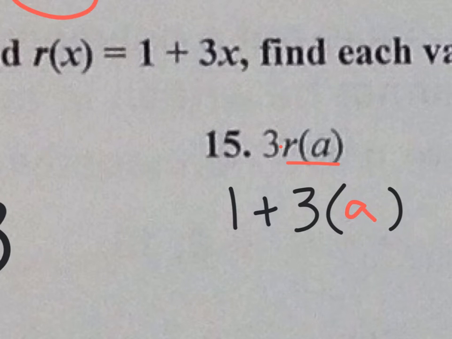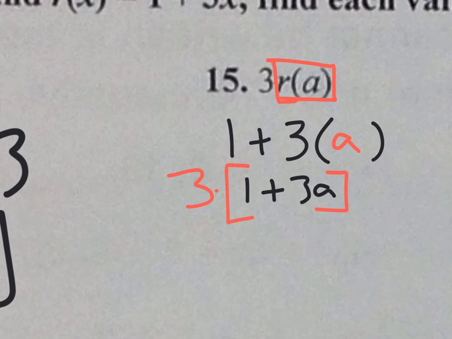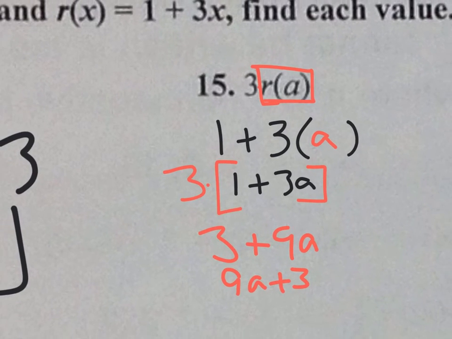Now, I'm only worried about R of A right now. Later on, I'll worry about this times 3 that's in the front, okay? So let me just worry about R of A right now. So let's do the math possible. 1 plus 3 times A. That's not 4A because you have to multiply first. So that's really going to be 1 plus 3A. Okay, now you're going to take this outside 3 value, put parentheses around what you got, and multiply everything by 3. So your final answer for number 15 is 3 plus 9A, or maybe 9A plus 3 is even better. It's in standard form right there.